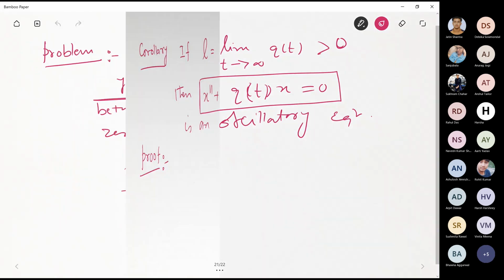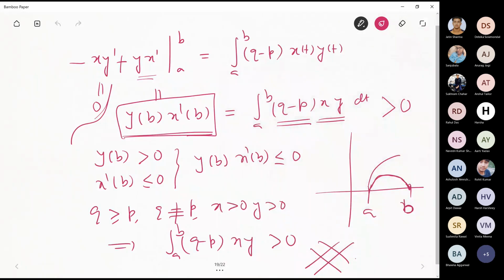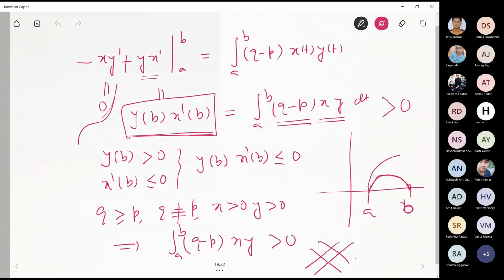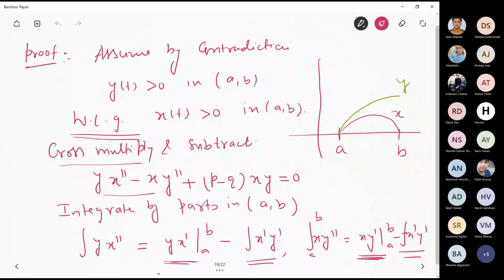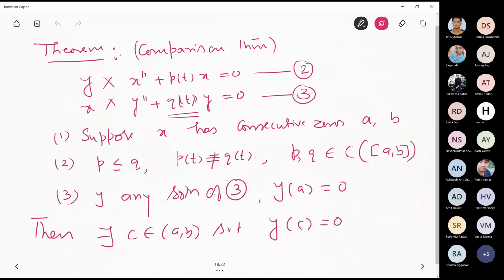The comparison theorem is that you take some q, okay? So if I want to get some property of the solutions of the first equation, then I try to get a function q which is greater than p, okay? Or if I want to get properties of the solution of the other equation, then I try to get one function p, right? So that's what we are going to do. One of them can be taken as a constant. So that's what we are trying to do here.